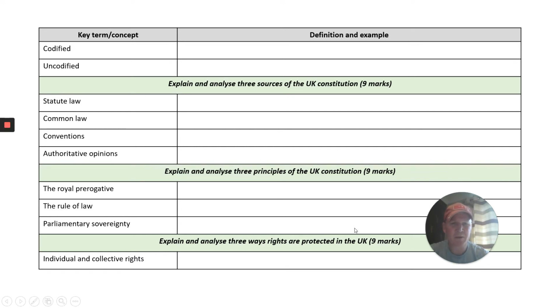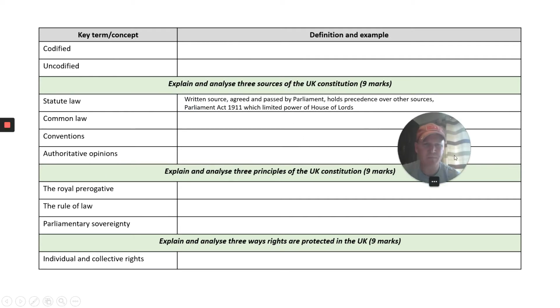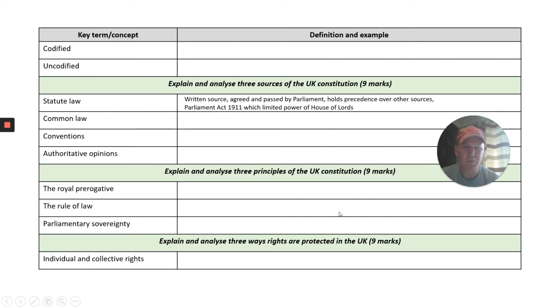Now, how does this look? Well, if I was doing this table, it looks something like that. So if I was discussing statute law, written source, agreed and passed by Parliament, hold precedence over the other sources with the examples. Parliament Act 1911 being one, you could put more than one on that. And again, if you're thinking about flashcards, this on one side, this on the other. Okay? So your challenge would be to do all the key terms and concepts on the flashcards are in this table.